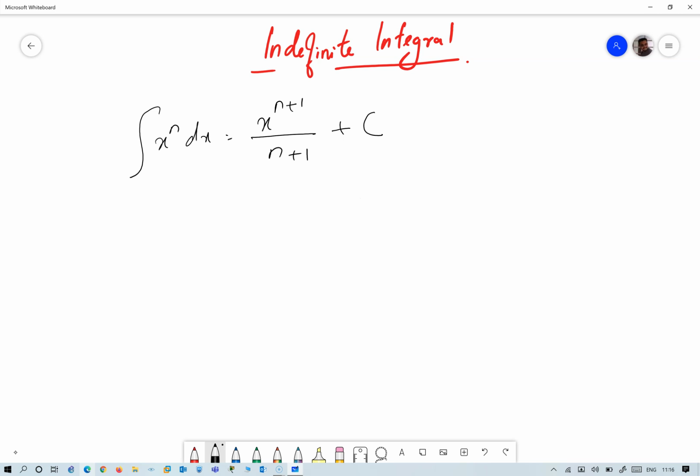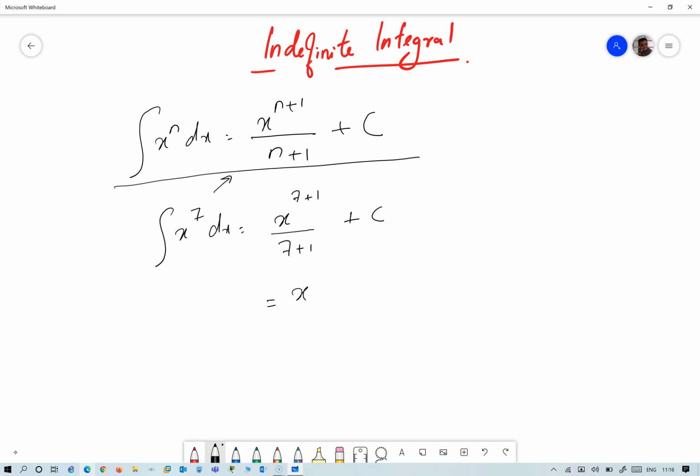Now, keeping this in mind, let's try to solve what is integral x to the power 7 dx. You could just have a look at this formula. That should give you x to the power 7 plus 1 over 7 plus 1 plus c, a constant. So the final answer should be x to the power 8 over 8 plus c.